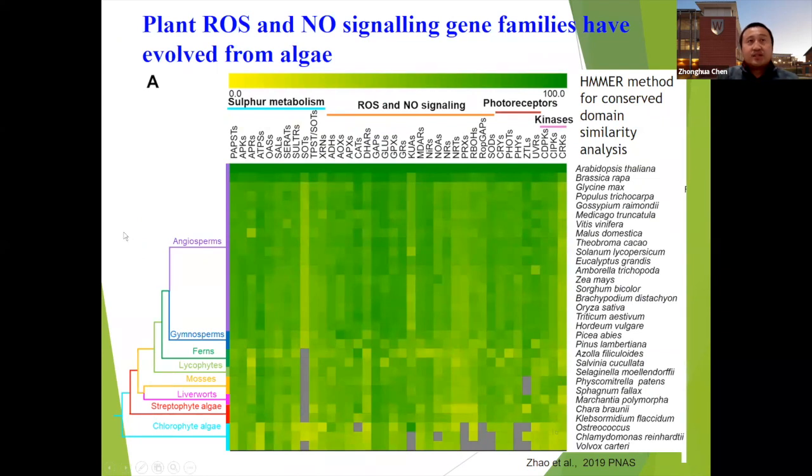Again, we did genetic similarity analysis. So those are the key gene families. And here you can see ROS and NO signalings. Those are highly conserved across many species. So you can see across angiosperms, gymnosperms, fern, lycophytes, moss, all the way to streptophyte algae. And some of them are even more conserved. You can identify them in even more ancient chlorophyte algae. So all those are in barley as well. As you can see, barley is here.